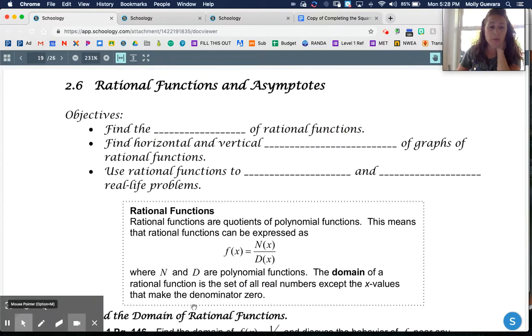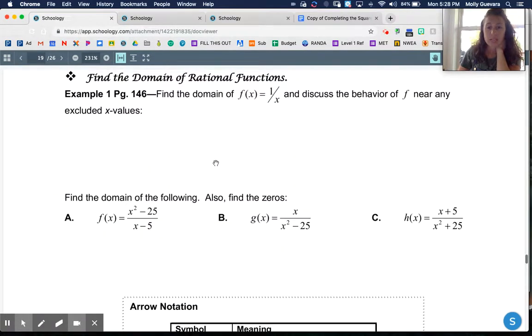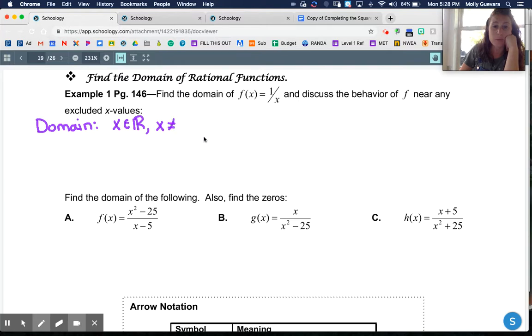So we're going to look at a couple quick examples, and I think we'll be good to go here. The first one is find the domain of f of x equals 1 over x and discuss the behavior of f near any excluded x values. I'm going to start with the domain. What we just said is that it's the set of all real numbers, so x is in the set of all real numbers, except whatever value gives me 0 on the bottom. In this case, the only value that I can plug in to get 0 on the bottom is 0. So there's my domain.